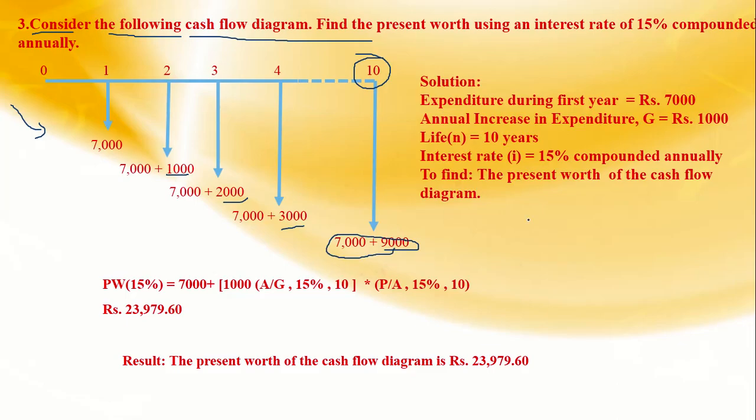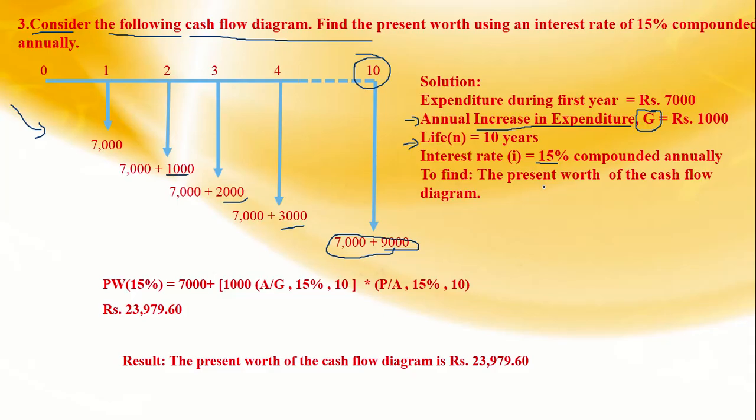We are going to solve this problem. We are going to find the present worth of the cash flow. Now the expenditure during the first year is 7,000. Annual increase in expenditure is given by the letter G. Annual increase, rupees 1,000. Watch carefully. They are increasing by 1,000 rupees gradually. So this is a gradient series. It is coming under a gradient series. Life is 10 years. Interest rate is 15% compounded annually. So we are going to find the present worth.